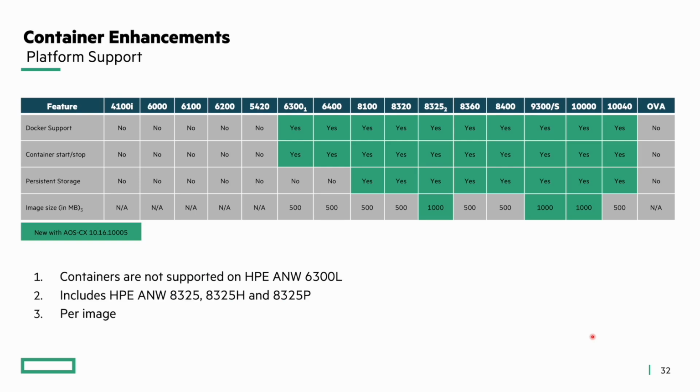Regarding now the platform support. Docker and container start-stop capability are supported on all platforms starting with the 6300, excluding the 6300L, which does not support containers. On the other side, persistent storage is supported only starting with the 8100. And finally, the image size has been increased to 1000 megabytes on 8325, 9300, including the S, and the 10K. It has to be noted that 8325 includes 8325, 8325H, and 8325P.